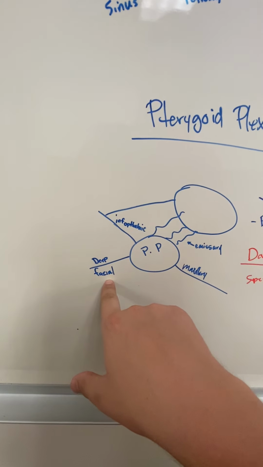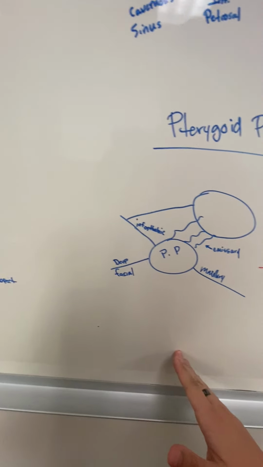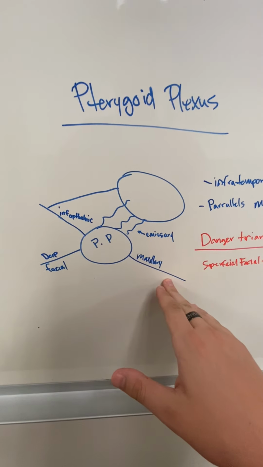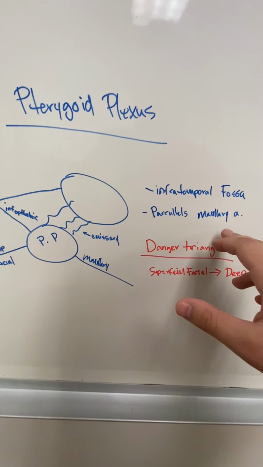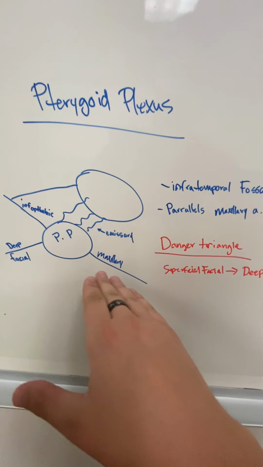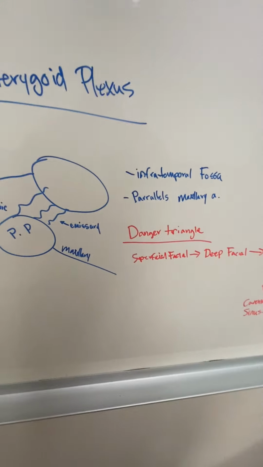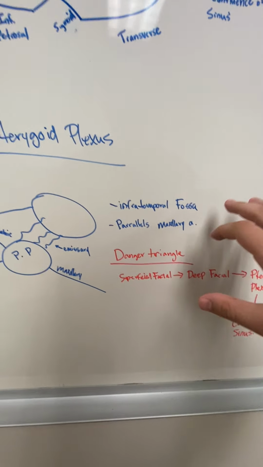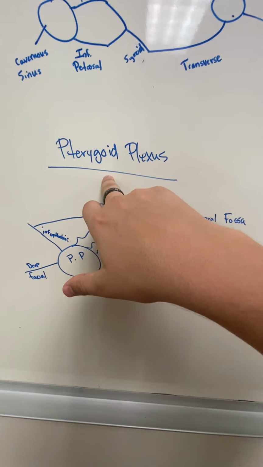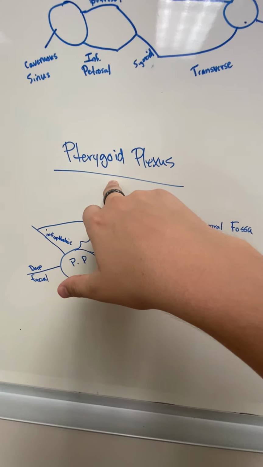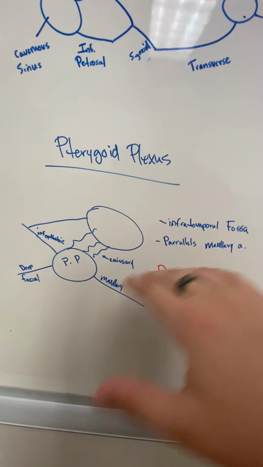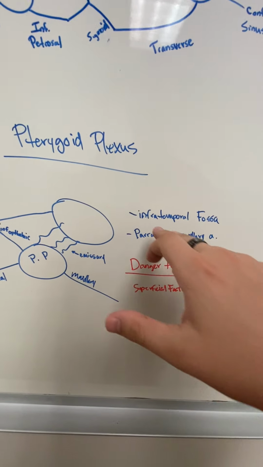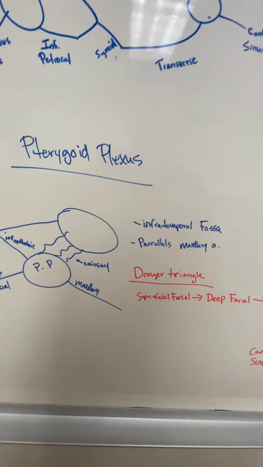But we have deep facial, which is connected to the facial. It comes down this way. We have the emissary veins, and then we have that maxillary vein, and that runs parallel with the maxillary artery. So that second and third part run parallel with that. And another big thing is that it's in the infratemporal fossa. You might get this confused because you would think it'd be in the pterygopalatine fossa, but it's not. It's inferior to it, so it'd be the infratemporal fossa.